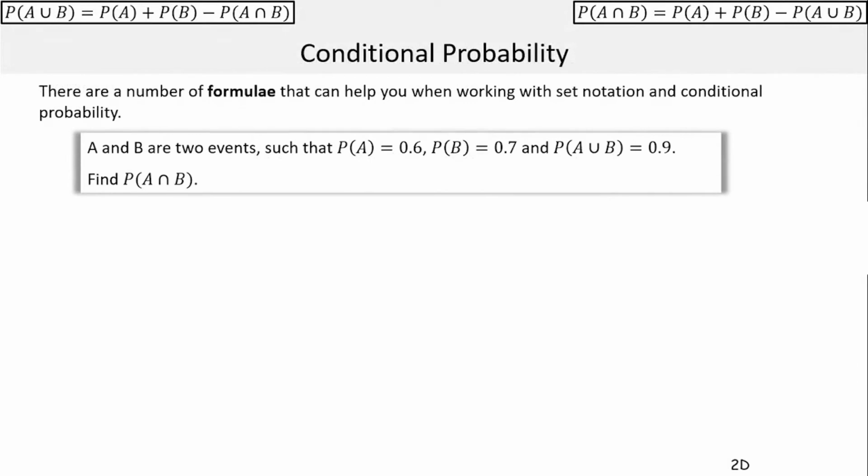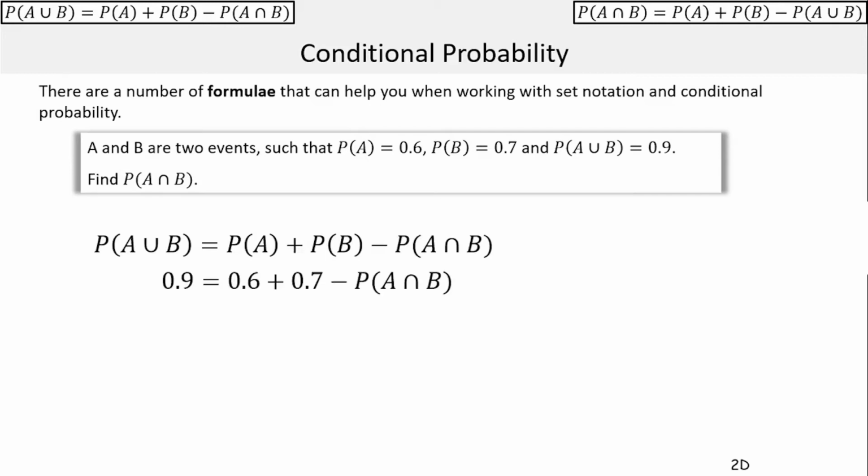Okay, let's just see them in action. So probability of A, probability of B, and we're given the union. Asked to find the intersection. I'll start with the version on the left-hand side. This is the one that you're given in the formula booklet. I'll just substitute the values that I know, either that I've been given in the question or I'd already worked out up to this point. And it's just a nice bit of rearranging from here. And that gets us an answer that the intersection must be 0.4.